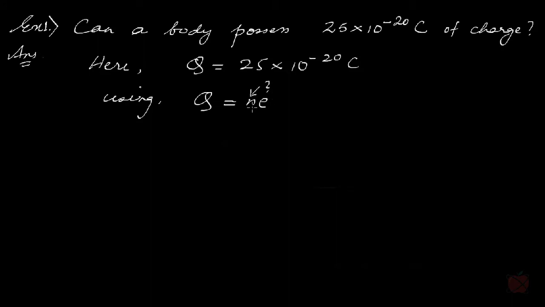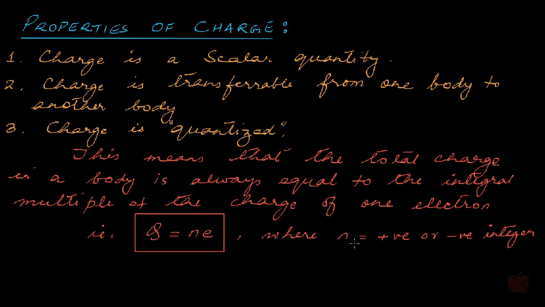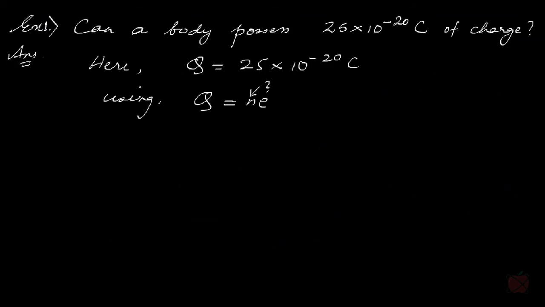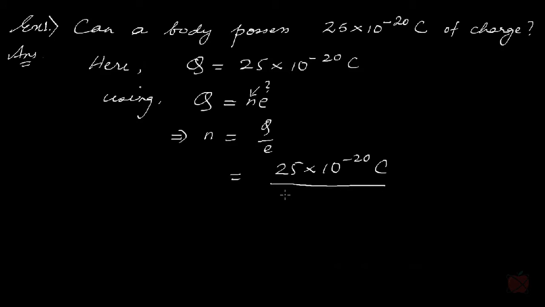To know this answer, all we need to find is the value of n. What is the value of n? We say that n here is an integer, is it not? An integer is a whole number with a plus or minus sign. So basically all we need to check is whether n is a whole number or not. So n will be Q by e. Q here is 25 × 10^-20 coulomb, and e is the charge of the electron. We know very well the charge of the electron is 1.6 × 10^-19 coulomb.